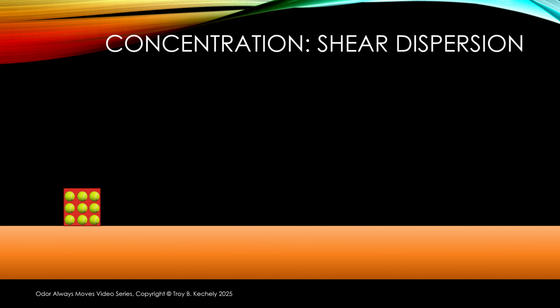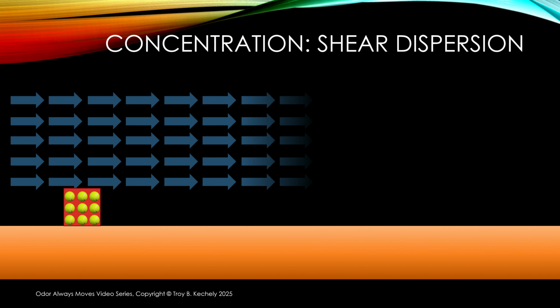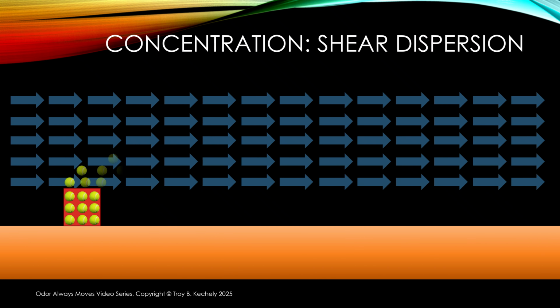So let's take a look at this one, which I'm going to say is shear dispersion. It's kind of a combination of things because there's a little bit of turbulence diffusion in there, but shear dispersion is really just where you have different velocities of airflow intermingling in different layers. And so if I have an airflow going across here, and then all of a sudden I start releasing my odor, you're going to see this odor start to spread out in that airflow.